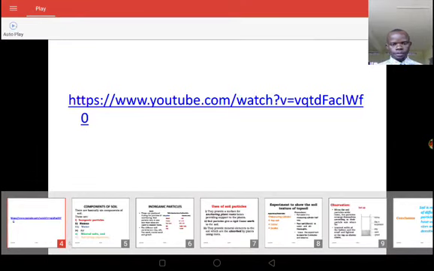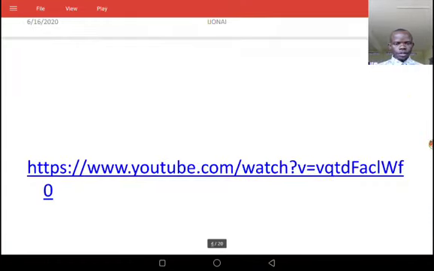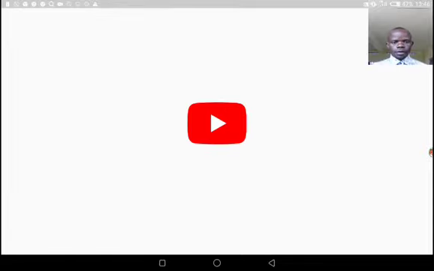Then when we move to the next slide, we see that we have a YouTube video which we can watch, and this one gives more information about the soil profile, the different layers of the soil. We can take some time and we watch this video as we summarize what we are talking about.